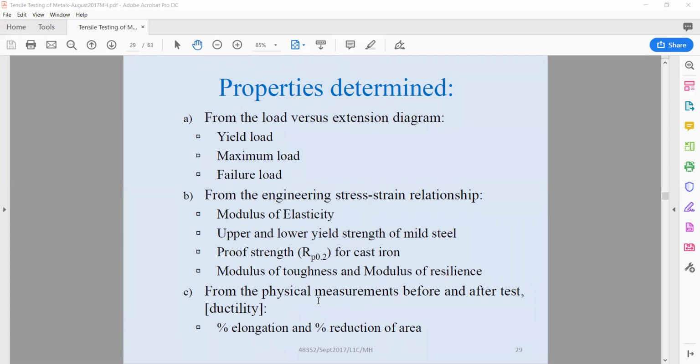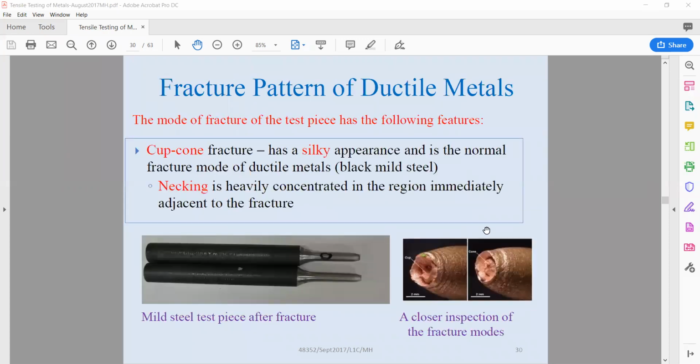From the physical measurement, the measurements that you do before and after the test, the gauge length before and after, and the diameter before and after, will help you to measure the ductility, which is percentage elongation and percentage reduction.